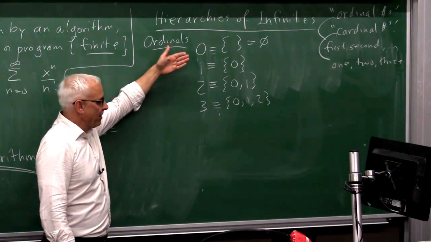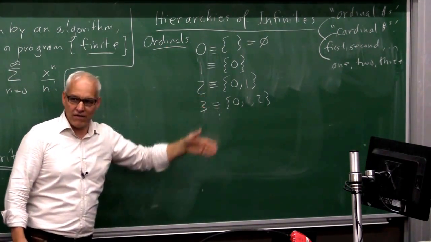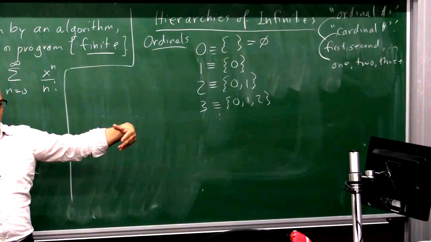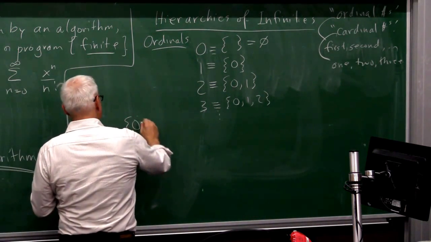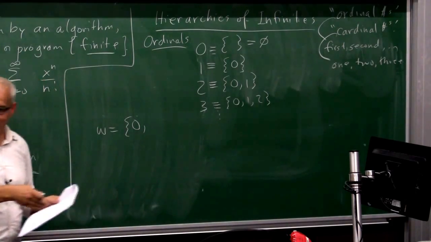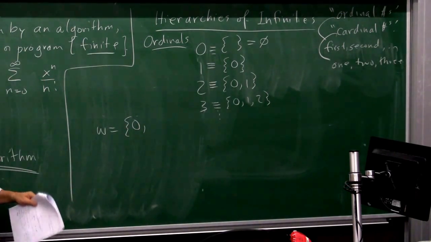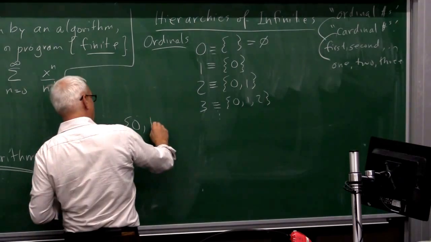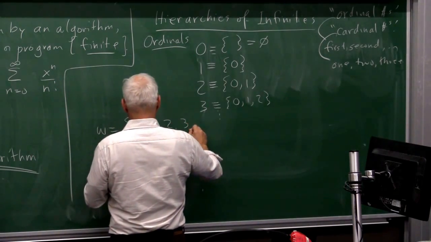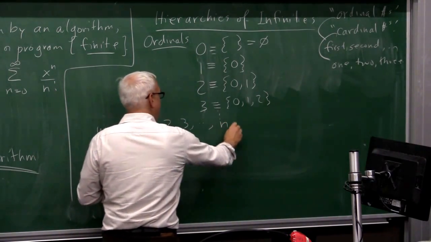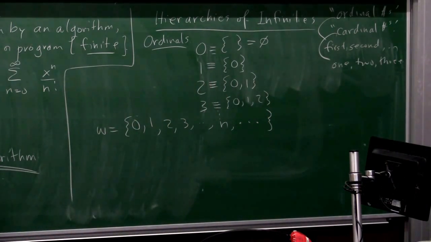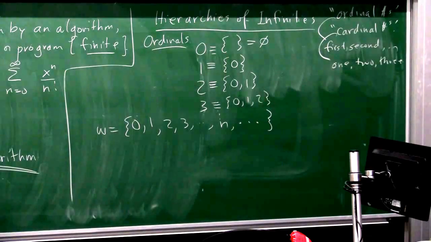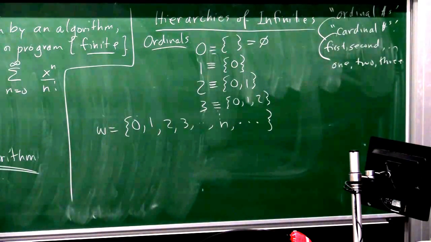by taking the sets that we've already constructed and forming a big set out of all of them. So we create W by taking the set consisting of all the sets that we've produced up to that point and taking the union of all of them. So the union of 0, 1, 2, 3, all the way up to n, and keeping on going. This is a new infinite ordinal. It's like the first infinity.